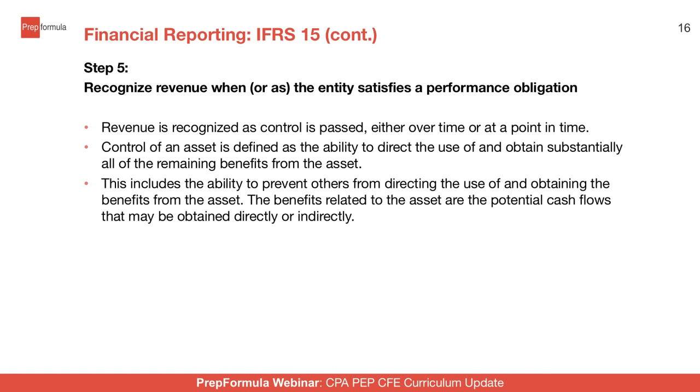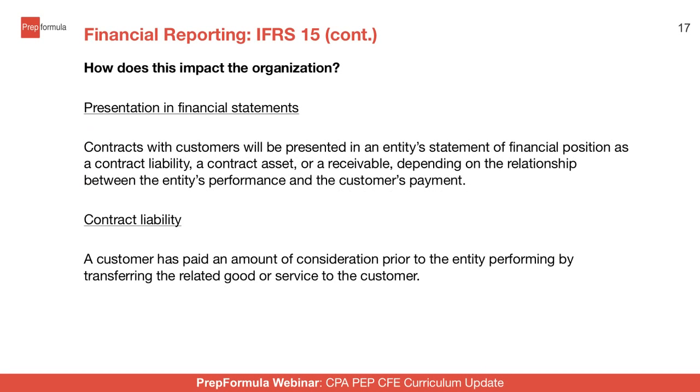So this includes the ability to prevent others from directing the use of and obtaining the benefits from the asset. The benefits related to the asset are the potential cash flows, right, which may be obtained directly or indirectly.